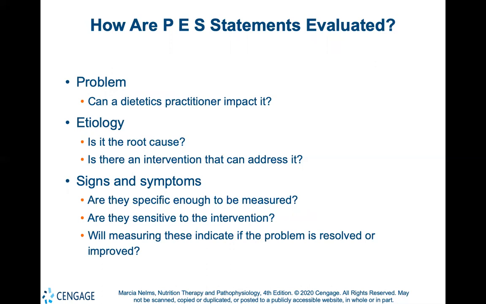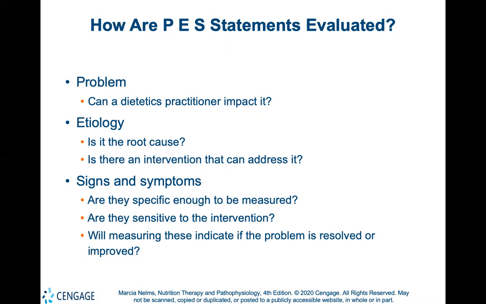Number two, when all things are equal and there is a choice between stating the PES statement using two nutrition diagnoses from different domains, consider the intake domain as more specific to the role of the registered dietitian nutritionist. Number three, is the etiology truly the root cause? Number four, is there an intervention that will address the root cause, thus increasing the likelihood that a positive change will result? Number five, if it is not clear that the problem will be resolved by addressing the etiology, can an intervention at least reduce or lessen the significance of the signs and symptoms?